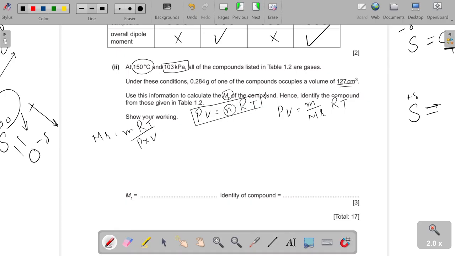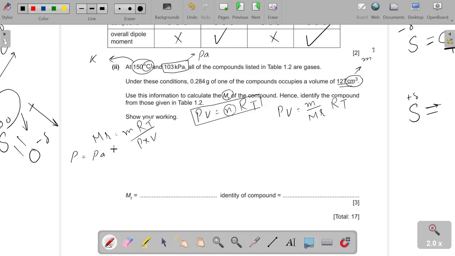What is important in this question is that temperature is given in Celsius. You need to convert this temperature into Kelvin. Here you can see the pressure is in kilopascal, but we need it in Pascal. Another thing, volume is given in centimeter cubed, and you need to convert it into meter cubed. So the first step is to convert the pressure into Pascal.